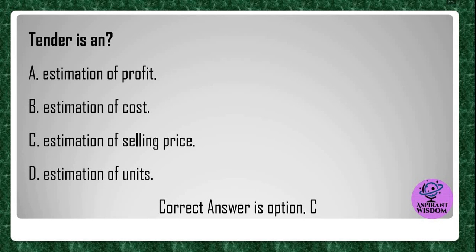Tender is an A. Estimation of profit, B. Estimation of cost, C. Estimation of selling price, D. Estimation of units. Correct answer is option C.